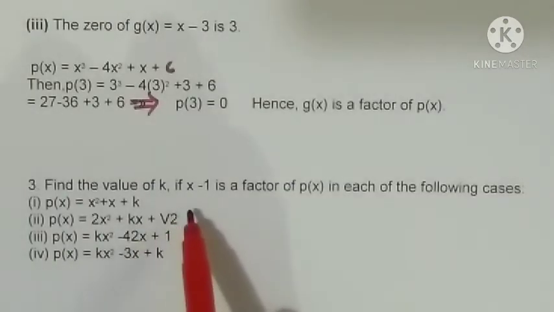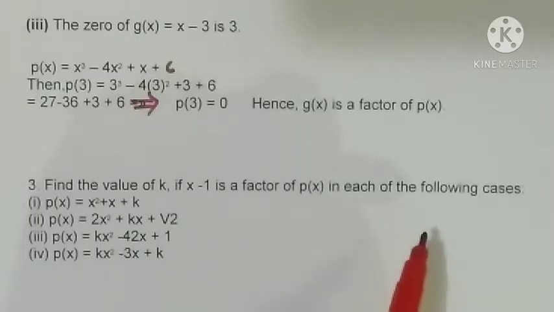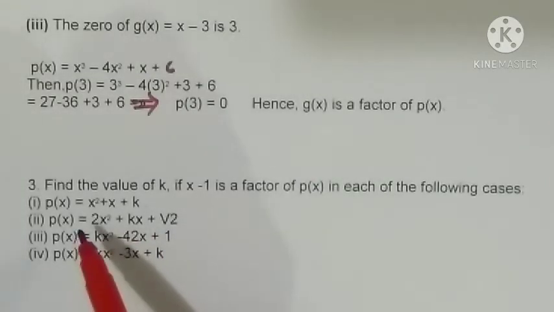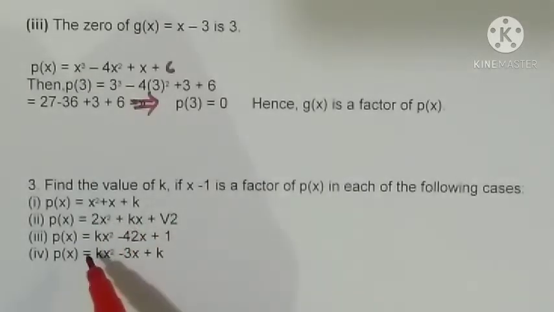Find the value of k if x minus 1 is the factor of p of x in each of the following cases. What is p of x? x square plus x plus k. That is the first one.